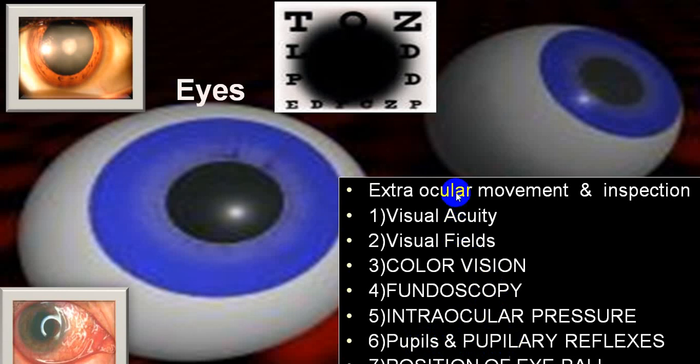And initially, before we do all this, we always look at the position of the eyeball, and we look for ocular eye movements, strabismus, nystagmus, etc. And also we look at the cornea, conjunctiva, sclera, eyelids. All those are important because they will have some effect on acuity of vision, field of vision.